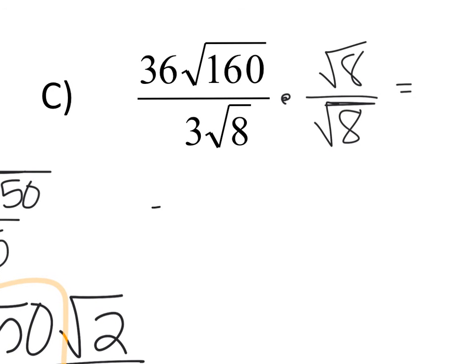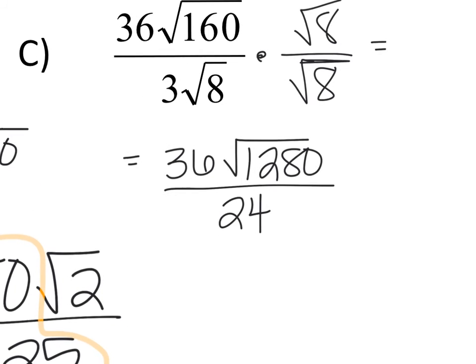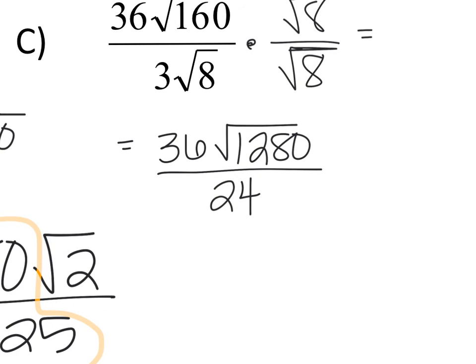The top, I'm going to end up with 36 times the square root of 160 times 8, which is 1,280, divided by 3 square root 8 times the square root of 8 gives me 24. Now we can use the rest of our time to focus on simplifying this 1,280. So this will be fun.